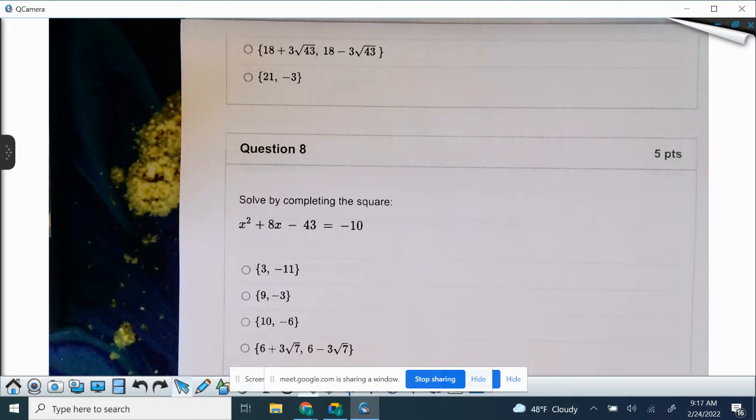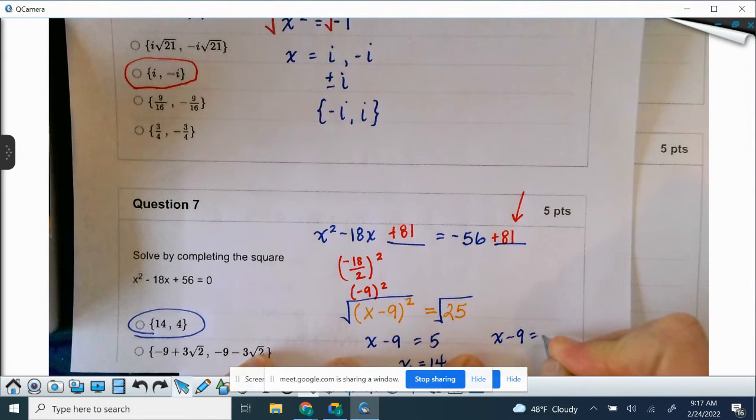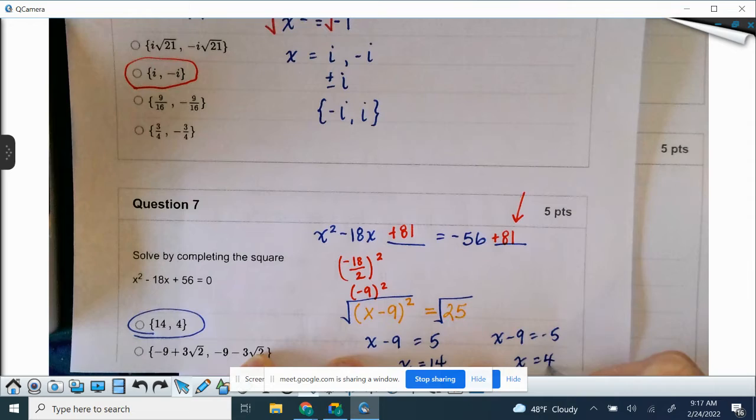When you take the square root of the 5, I did exactly what everybody says. When you take the square root of the 5, you have a positive 5 and a negative 5. So you're going to solve it again with your negative 5. And that, when I add 9, gives me my 4. Oop, off screen, sorry.